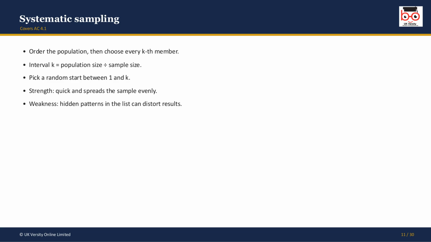Systematic sampling works a little differently. You order the population and then choose every kth member, where the interval k is the population size divided by the sample size. You kick things off with a random start somewhere between 1 and k. It's quick and it spreads the sample evenly across the list. The one danger is that if there's a hidden repeating pattern in the list, it can line up with your interval and distort the results.